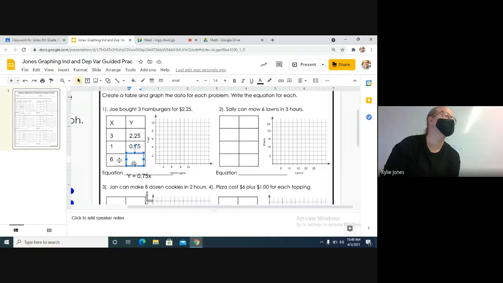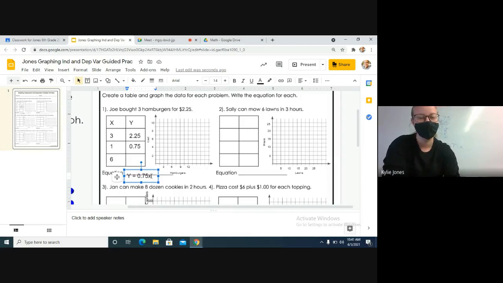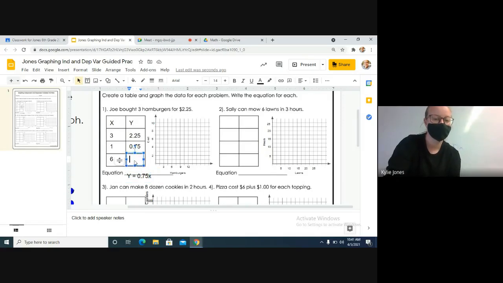It's not $4.56. It's $4.50. You take your cost of 1 burger, and you just basically plug in 6 where your x is. 0.75 times 6. Now, do we have to mark them on the graph? We do have to mark them on the graph now.